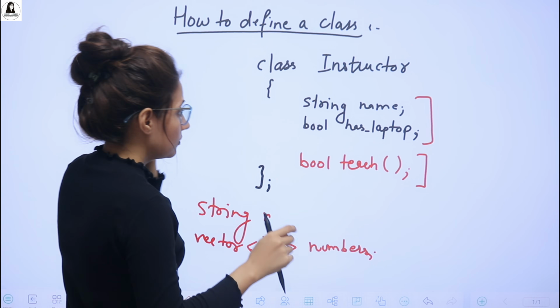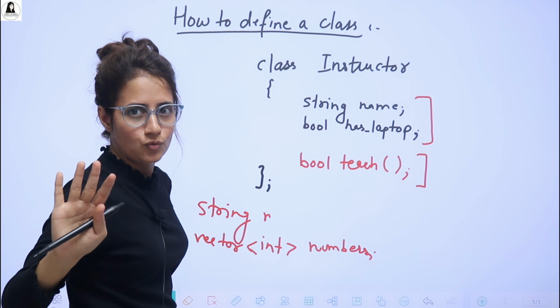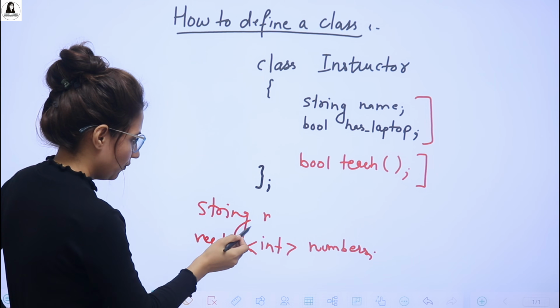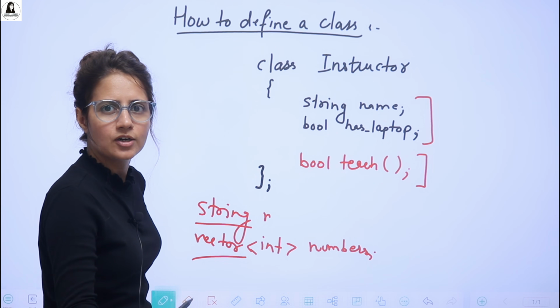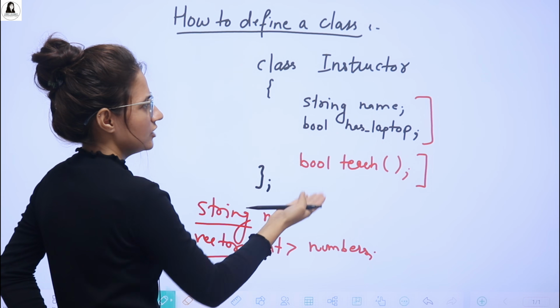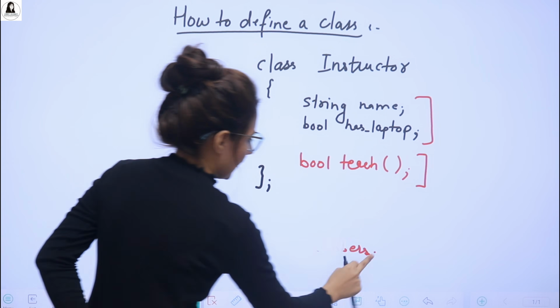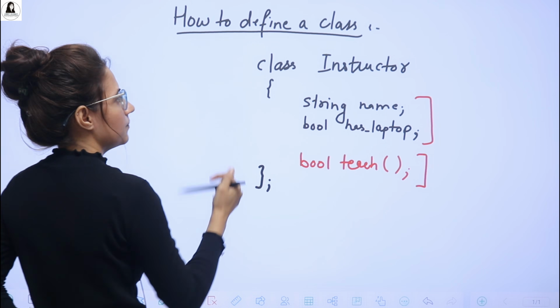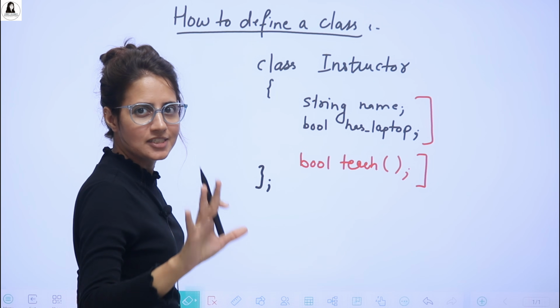Fine. Now, how to create objects? With the help of one class, we can create as many objects as we want. Because see, with the help of the string class, we can create many string objects. With the help of the vector class, we can create many vector objects. So same, with the help of one class, we can create many objects, right? So now, how to create an object of this class? The syntax is simple: class name, then object name. This is the general syntax.